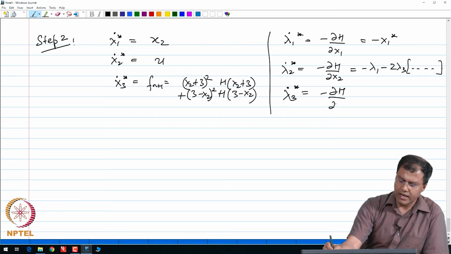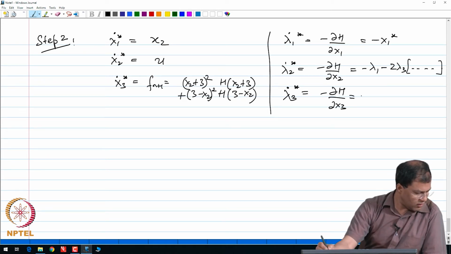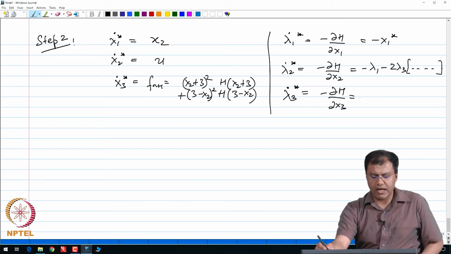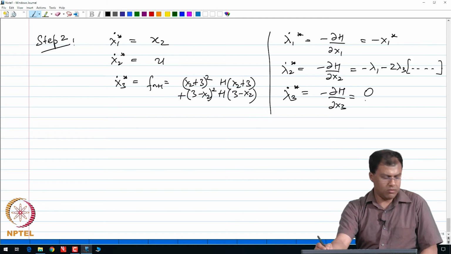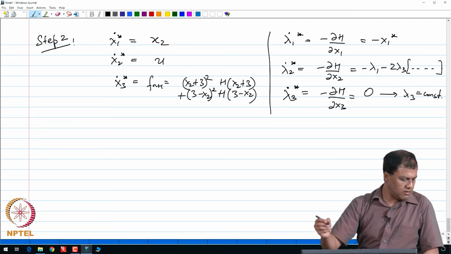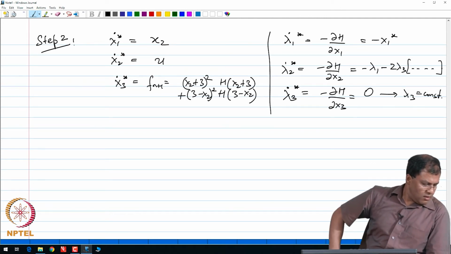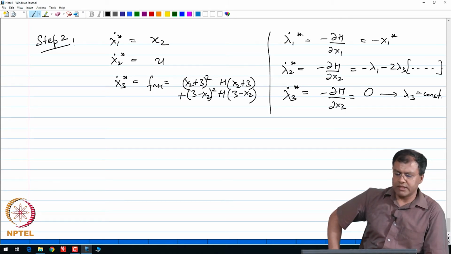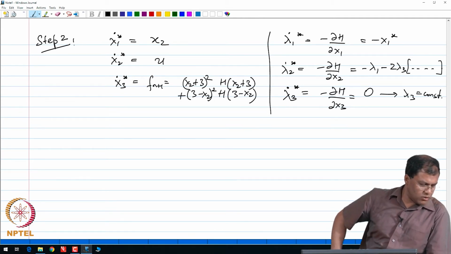And also lambda 3 dot star is minus del H del x3, which is also equal to, so H, let us see, H does not have a variable x3. So, this will be 0, right. Which means that immediately I see that lambda 3 is a constant. Okay. So, what have we got? Then I have to solve these 2n plus 2 equations, with 2n plus 2 constraints, x1 to x3 and lambda 1 to lambda 3. This should be solvable.